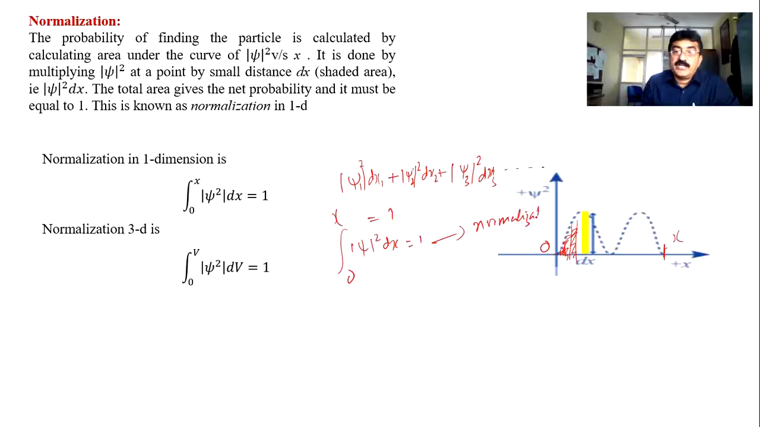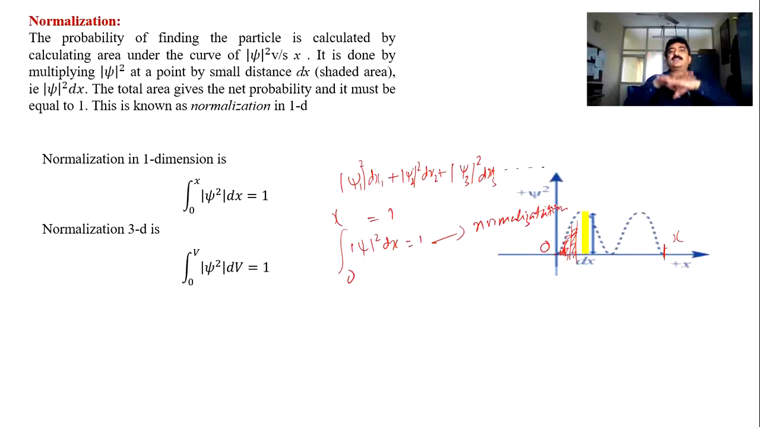So the wave function must be able to get normalized. If the wave function cannot be normalized, then it cannot be considered a proper wave function. When you are totaling from 0 to x, it is called one-dimensional normalization. If you are totaling over area, then it is 0 to s, meaning surface integration. That is two-dimensional normalization.